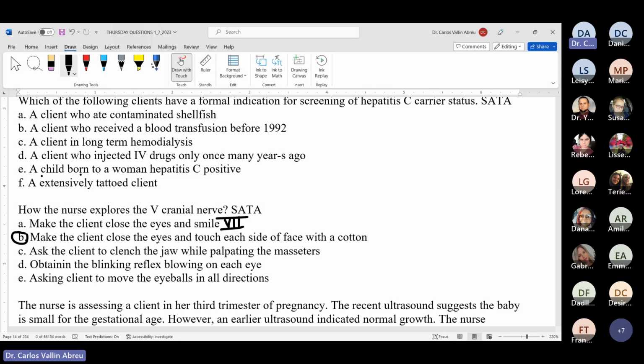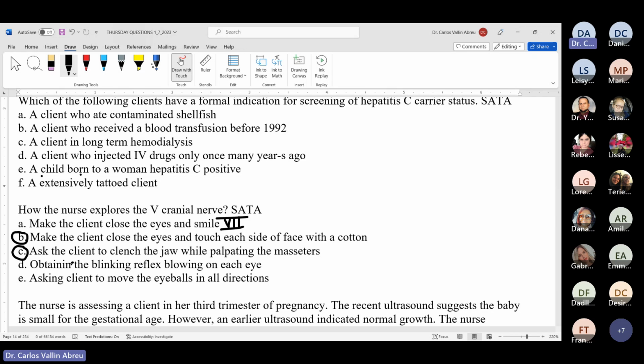Very well. Ask the client to clench the jaw while palpating the masseter muscles. Masseter muscles are those muscles we have at each side of the angle of the jaw that we use to chew. Yes or not? Yes, this is the motor portion of the fifth cranial nerve. Very good.